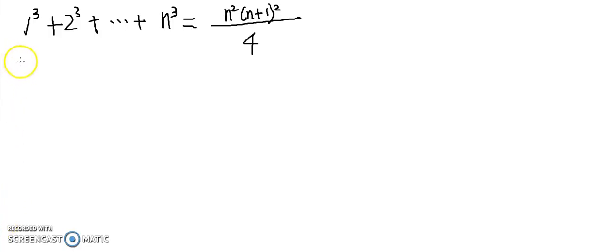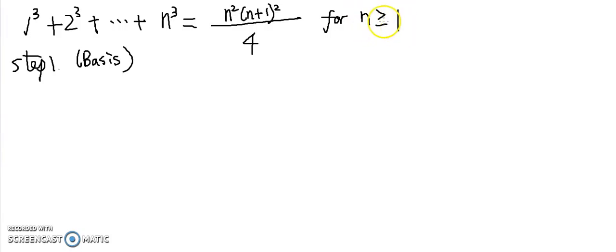So following the steps of mathematical induction, step 1 is the basis step. Here I should add, for n greater than or equal to 1. The basis step will start with the lowest value, n equals 1. If n equals 1, the left hand side, if you plug 1 into the last formula, you get 1 cubed, which is the same as the first term. So when n equals 1, the left hand side is just 1 cubed.